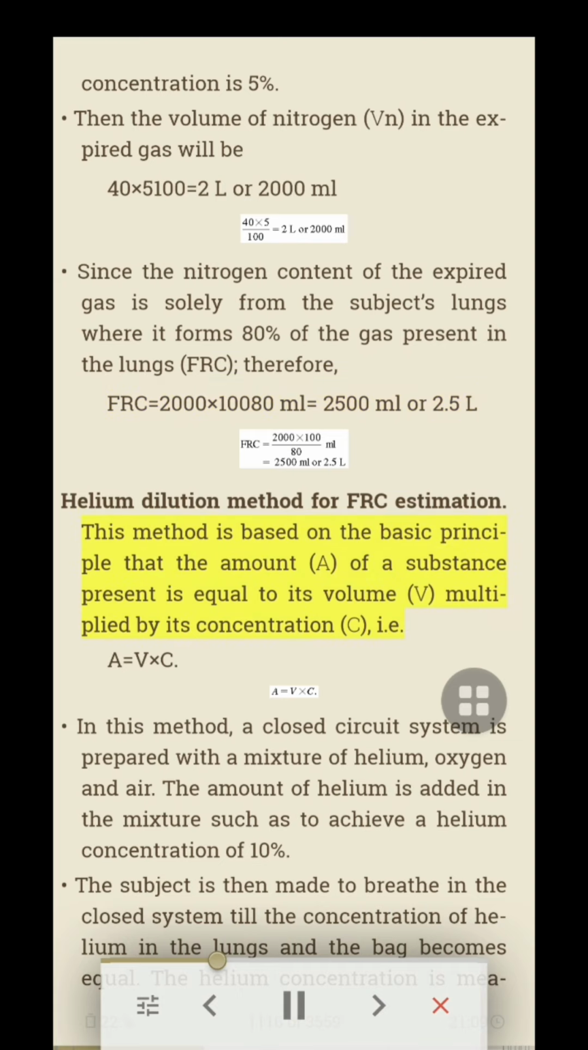Helium dilution method for FRC estimation. This method is based on the basic principle that the amount, A, of a substance present is equal to its volume, V, multiplied by its concentration, C, i.e. A = VC. In this method, a closed-circuit system is prepared with a mixture of helium, oxygen and air. The amount of helium is added in the mixture such as to achieve a helium concentration of 10%. The subject is then made to breathe in the closed system till the concentration of helium in the lungs and the bag becomes equal. The helium concentration is measured at the end of a normal expiration, because the FRC is the volume of air remaining in the lungs at the end of normal expiration.